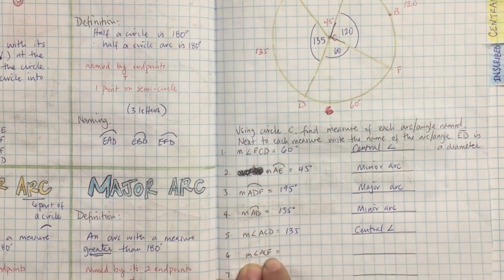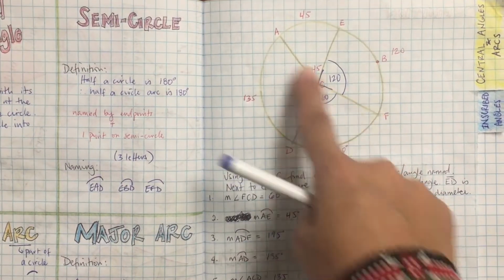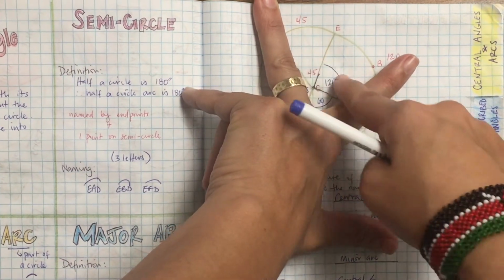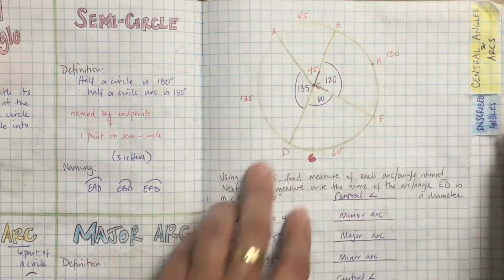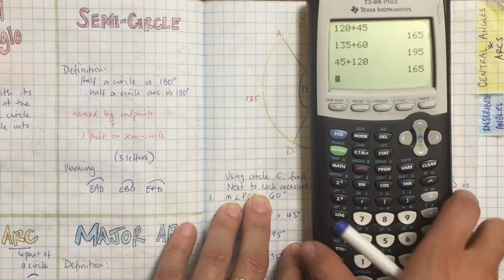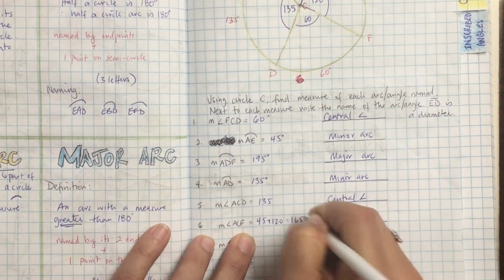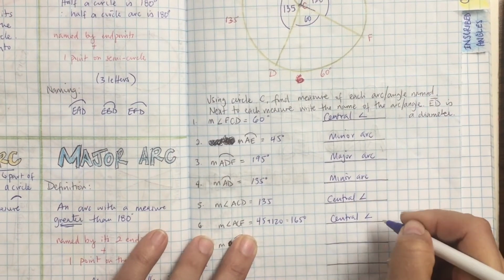Alright, angle ACF, same thing. It has to be a central angle. AC and then F. It's the bottom V, which is 2 things together. So I have to add those 2 things together. I get 45 plus 120, which is 165. And it's called a central angle.